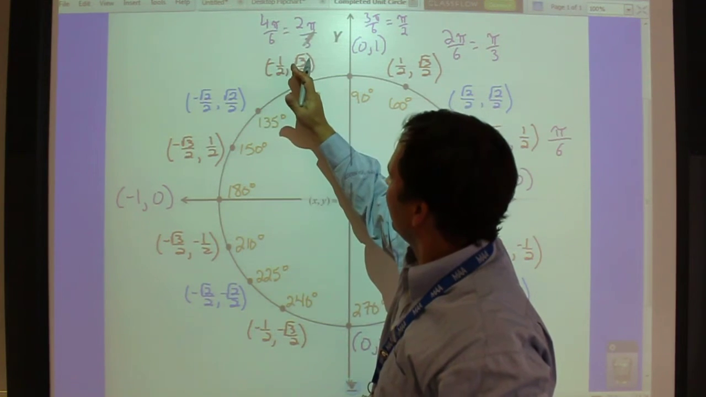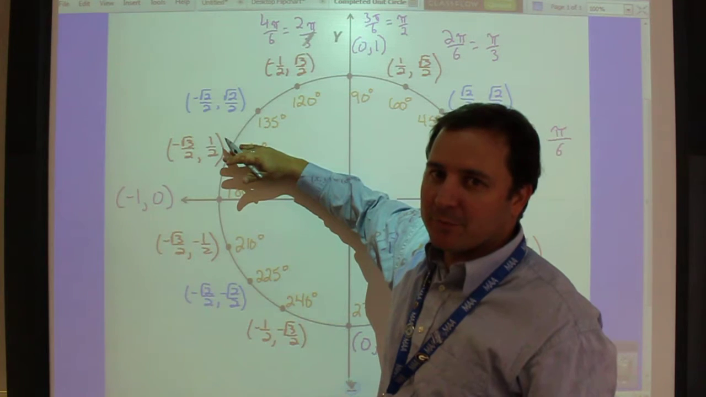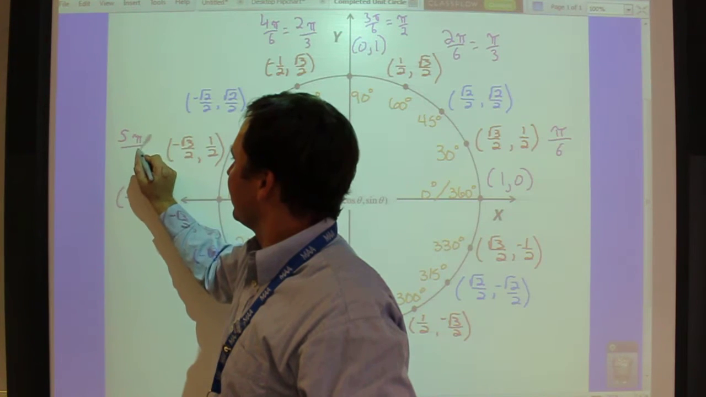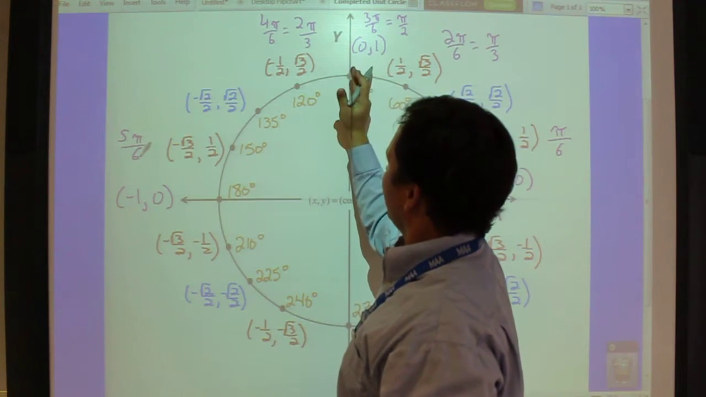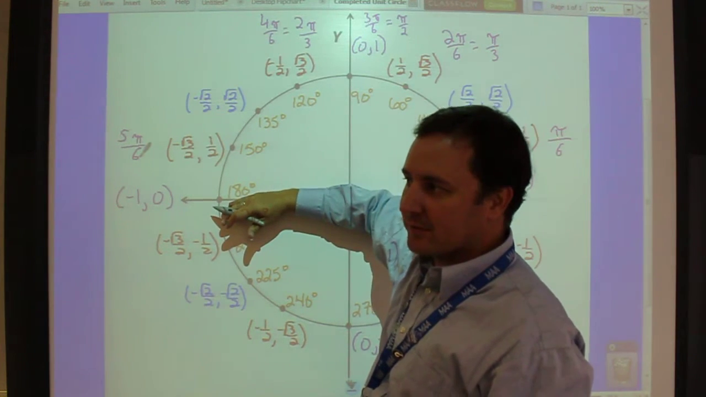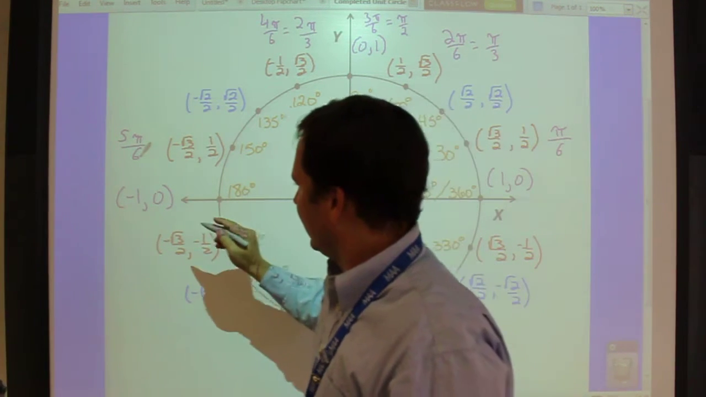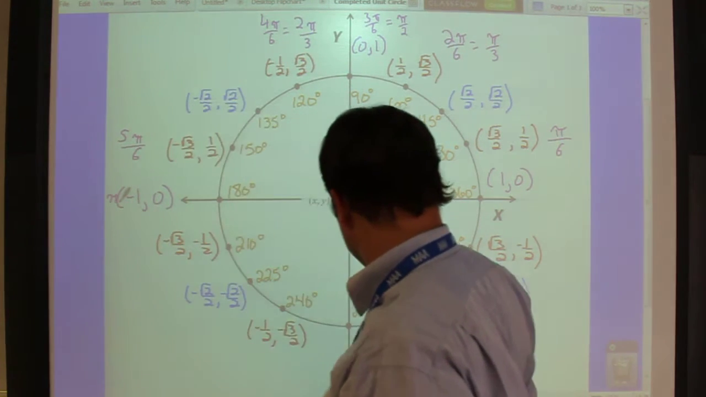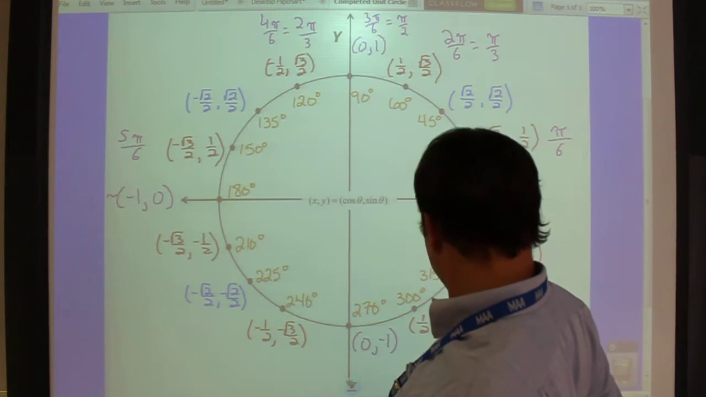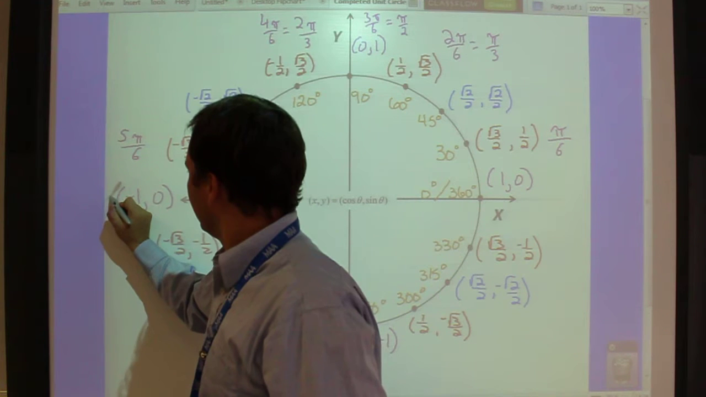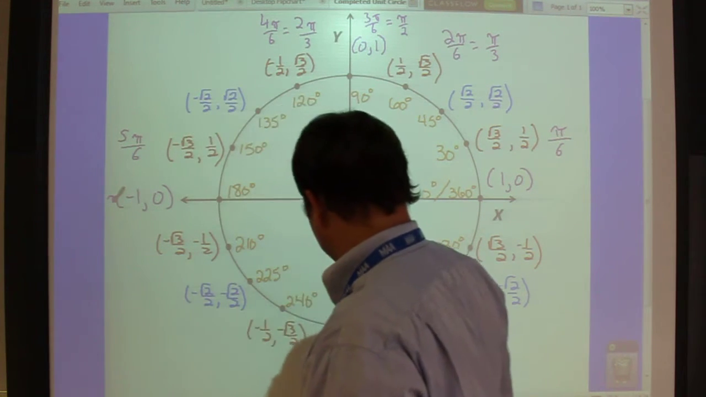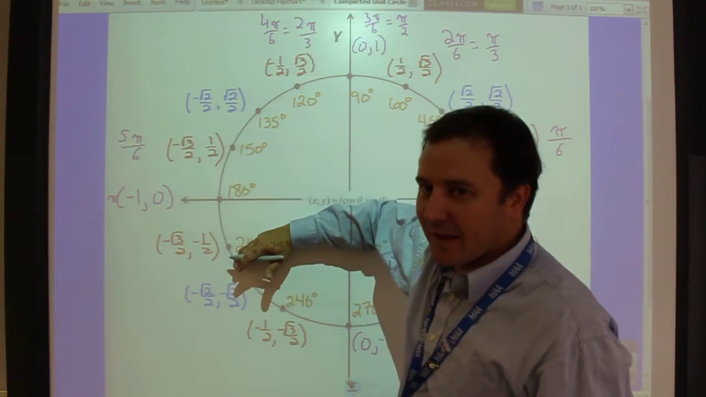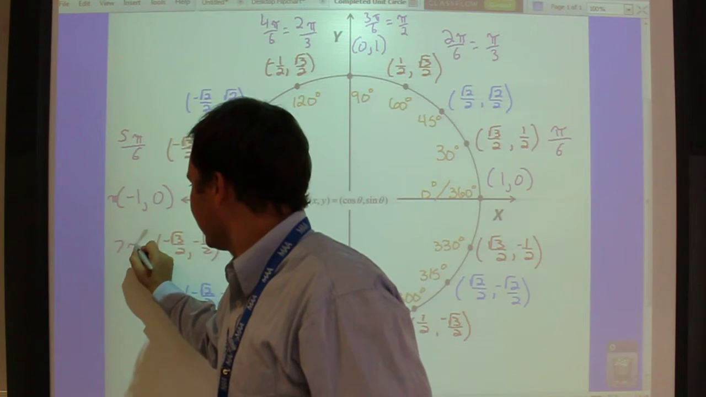4/6, 5/6. 5 is prime, doesn't reduce, since 5 is not a factor of 6, so 5 pi over 6. So 1/6, 2/6, 3/6, 4/6, 5/6, 6/6, and 6 over 6 is just 1. That gives us just pi. Just pi. All right, 6/6, 7/6, 7 pi over 6.